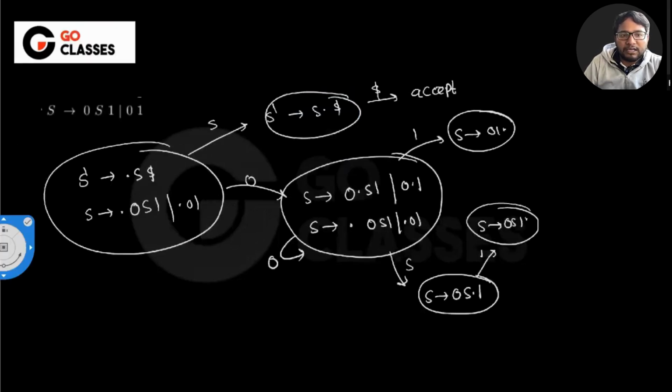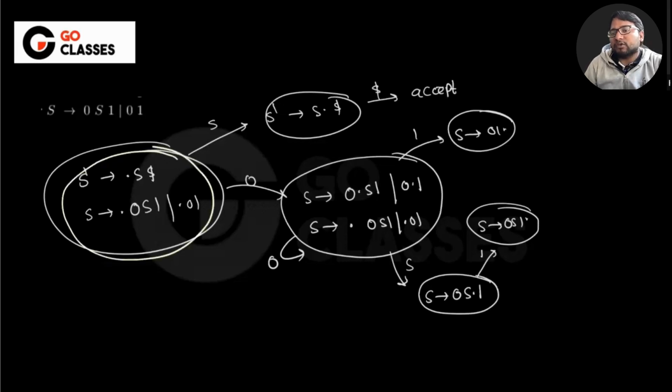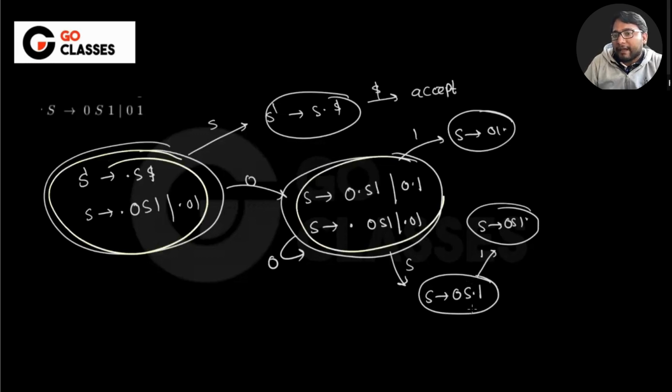Now what they're asking is the set of all viable prefixes. So how can you tell the set of all viable prefixes? You just need to do one thing: tell the grammar, or the language, or the regular expression of this particular automaton. If someone asks you the viable prefix, then you understand that every state is a final state. Every state is a final state, okay? And then tell me the grammar or the language.